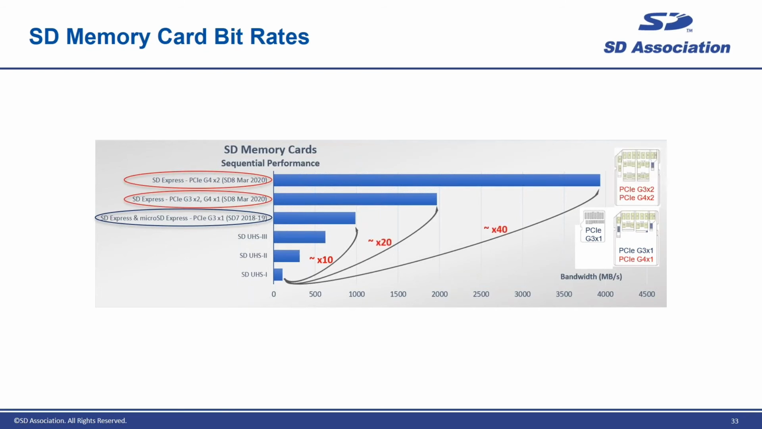And with the newly introduced SD 8.0 standard that supports PCIe Gen 4 and up to 2 lanes, the bitrate becomes up to 40 times faster than UHS-I, or more than 10 times faster than SD UHS-II.